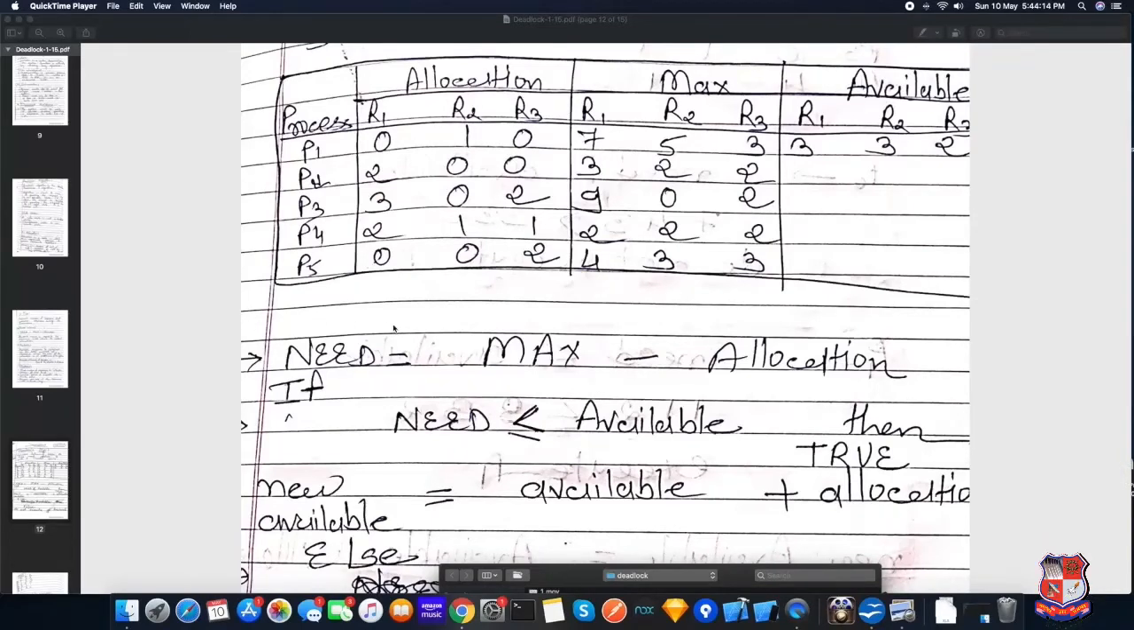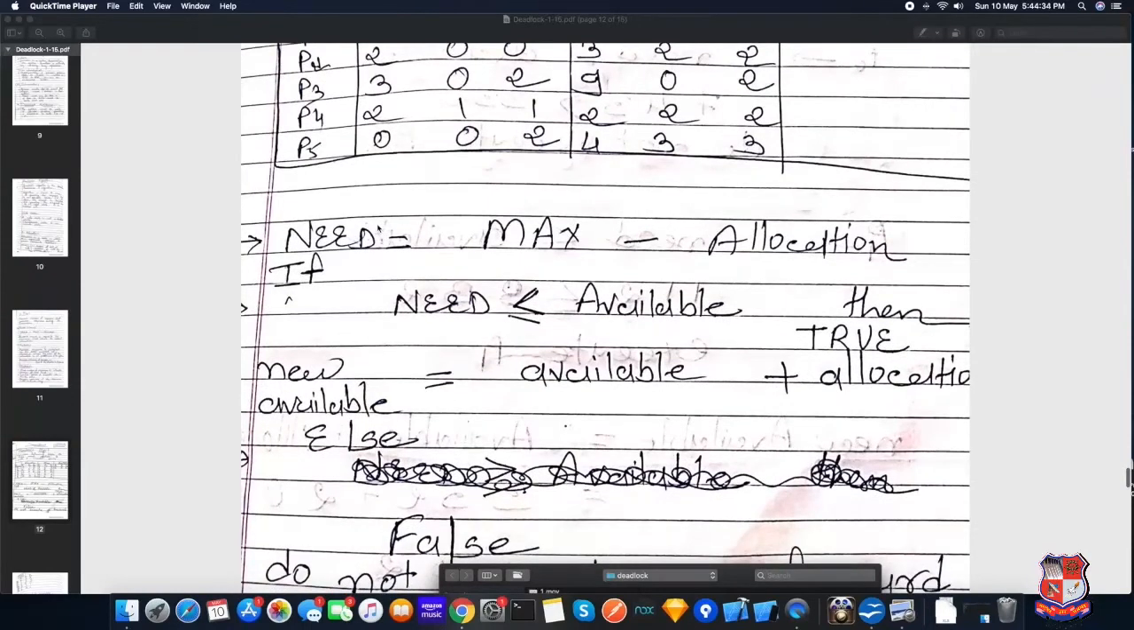Step number one is to find the need matrix. Need is equal to max minus allocation. By applying this equation, we can find the need matrix of the system. After step one, we apply step two. In step two, we check this condition: if need is less than or equal to available, and this condition is true, then we apply the next equation.